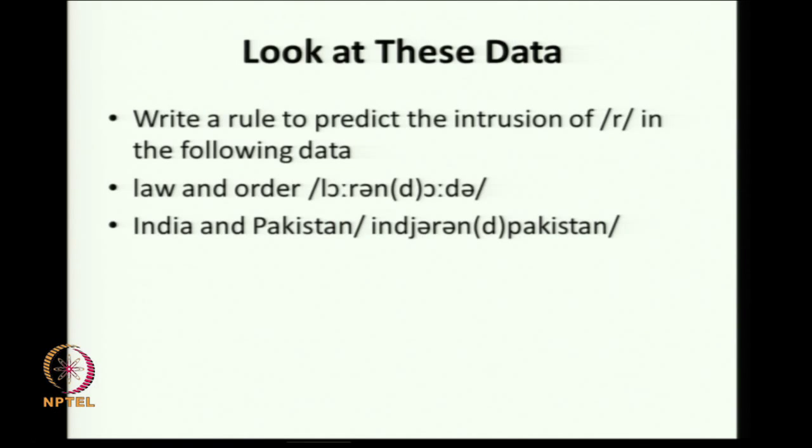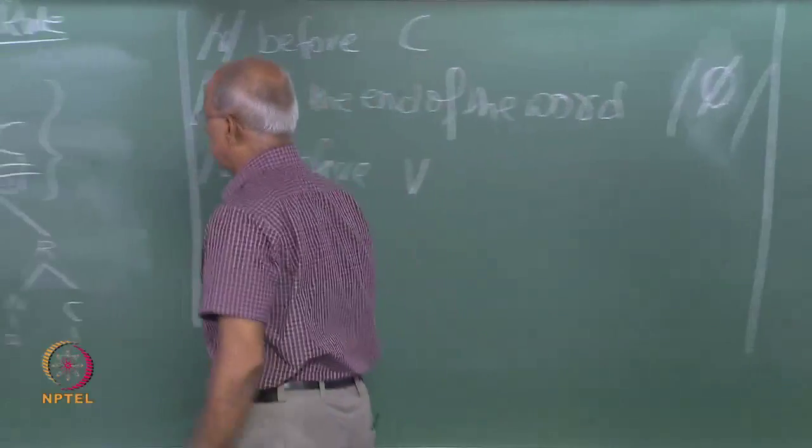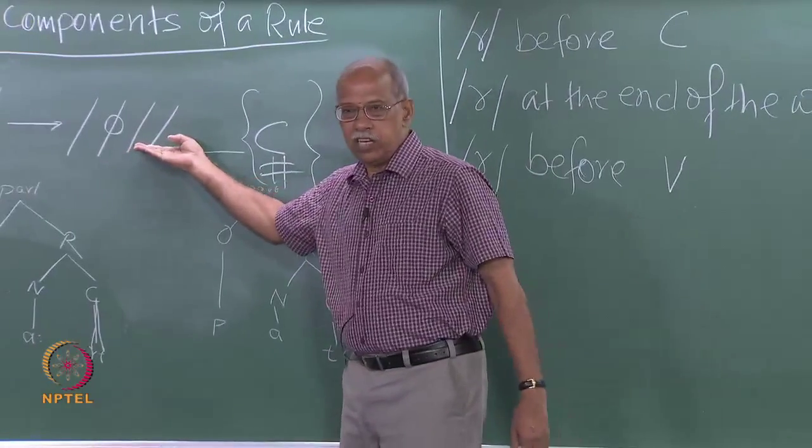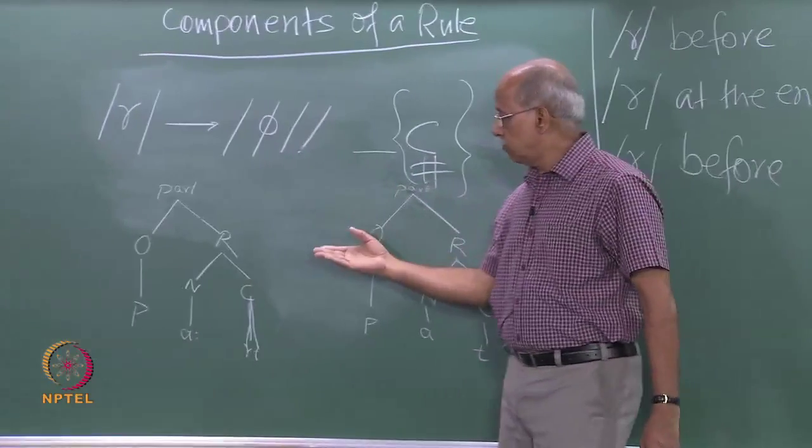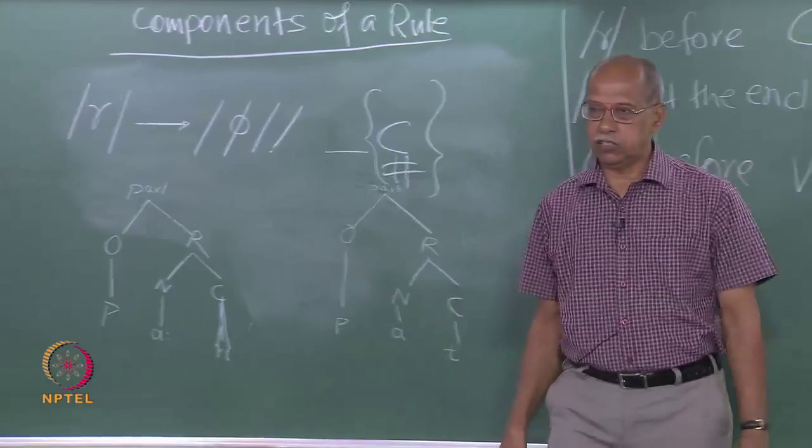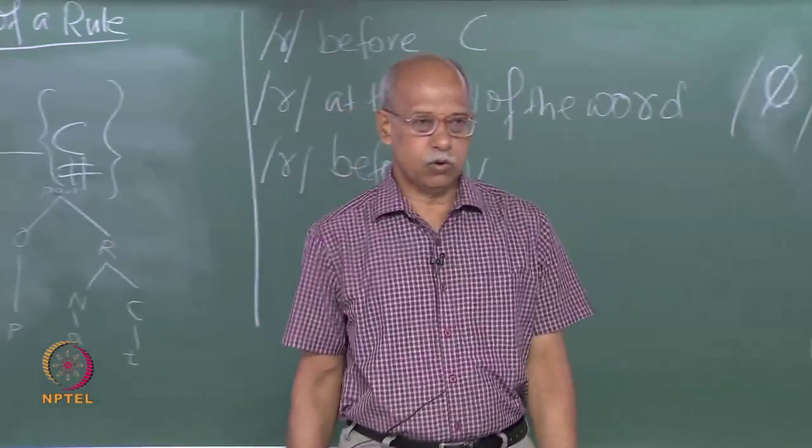Can you write a rule predicting this intrusion? You see, law and order, India and Pakistan, you can see here. How does it get in? Can you write a rule in your notebook? You can write it in this manner first, and if necessary, I will ask you to convert it in this manner later. Okay?